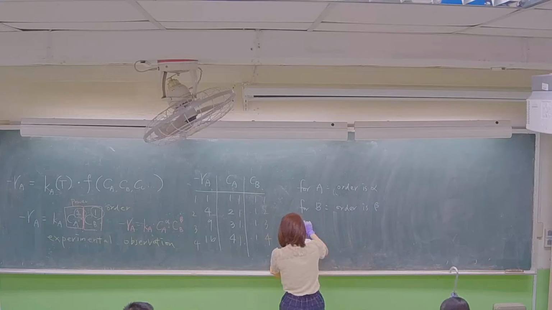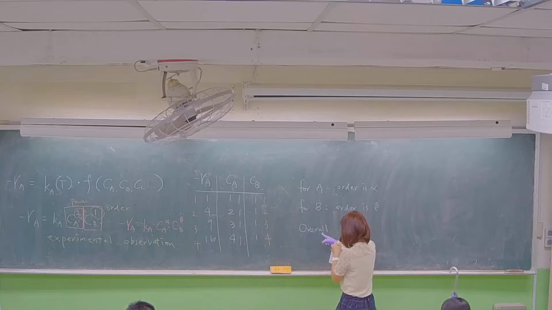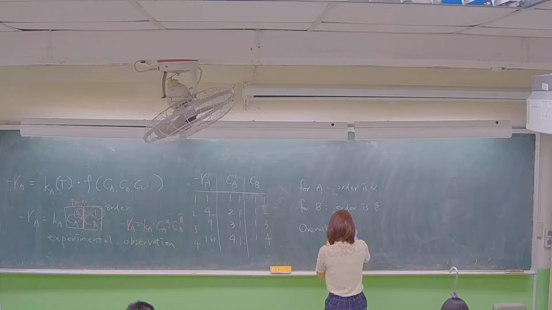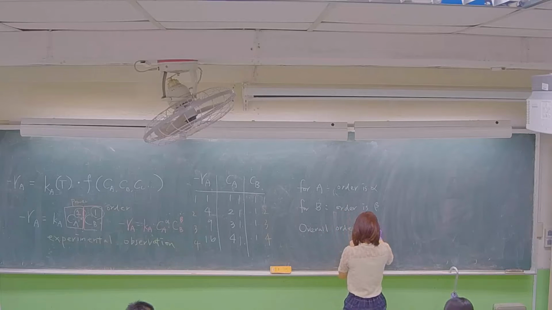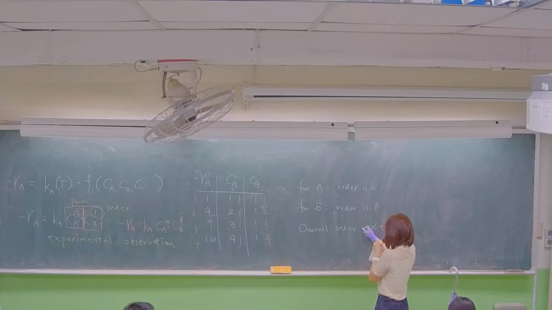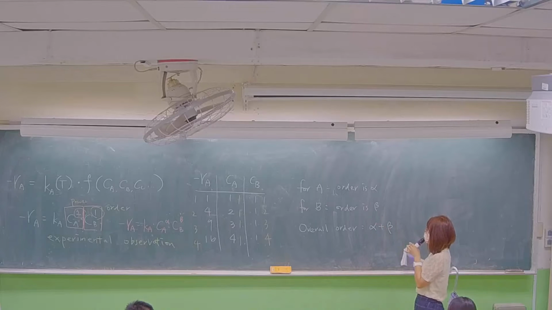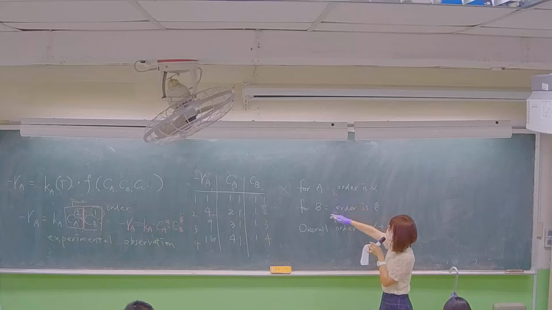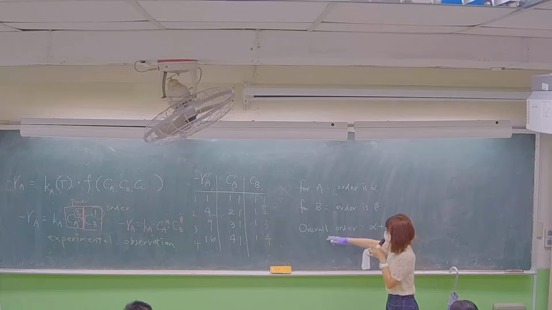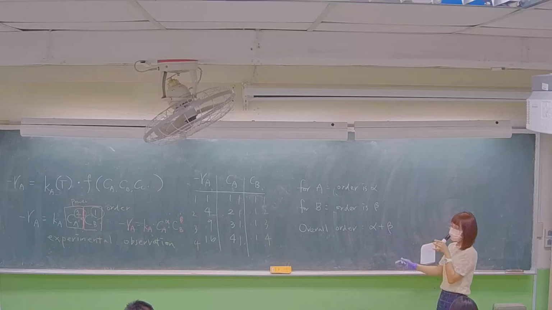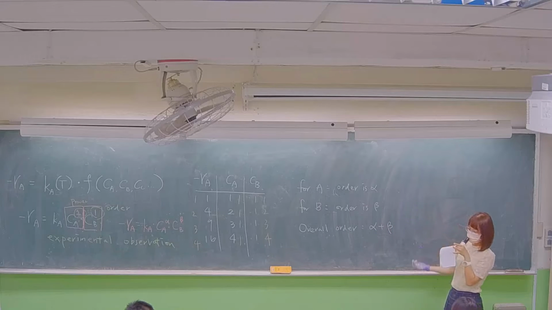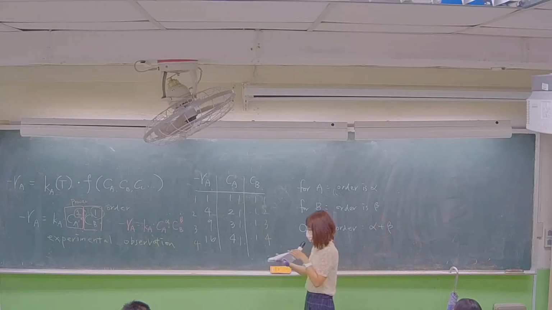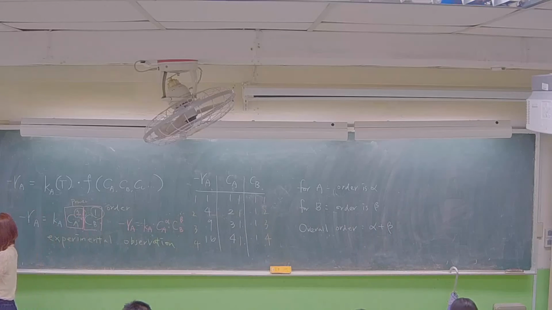Also, there's another indicator called the overall order. The overall order, alpha plus beta. So you can say the order for individual species, also the order for the overall reaction. You sum up all of the orders. It is easy, right? So that is just some definition.